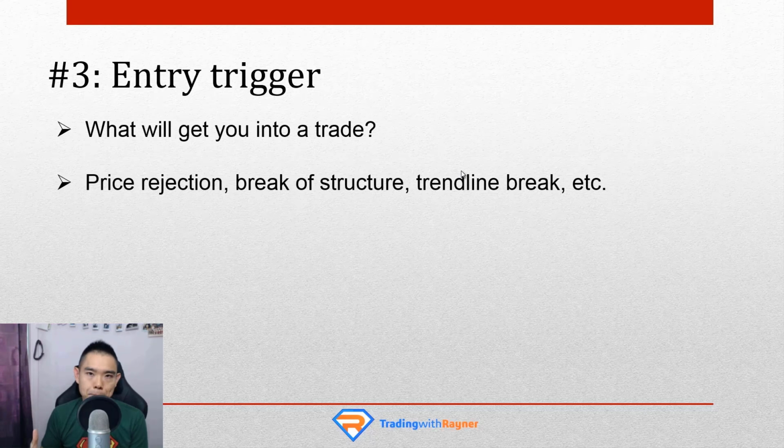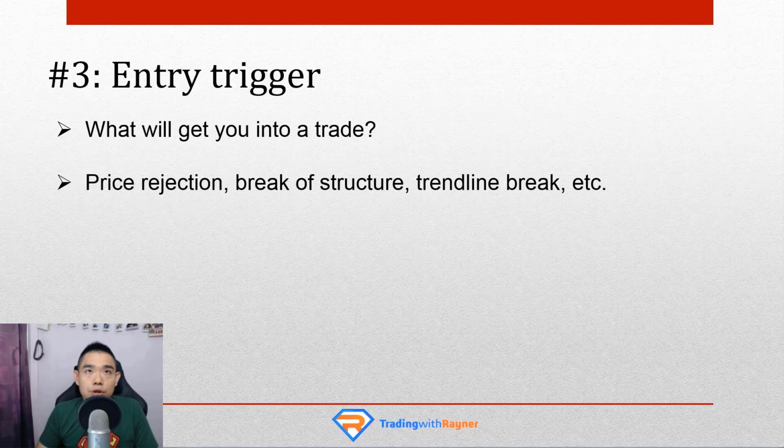An entry trigger, again, comes in numerous forms. Could be a simple price rejection like a bullish engulfing pattern, shooting star, hammer, or a break of structure on a lower time frame, or a trend line break, or some people even use indicators, crossing from oversold to overbought, as an entry trigger. That's fine as well. So in this case, let me just walk you through a few common entry triggers that you can use in your own trading.